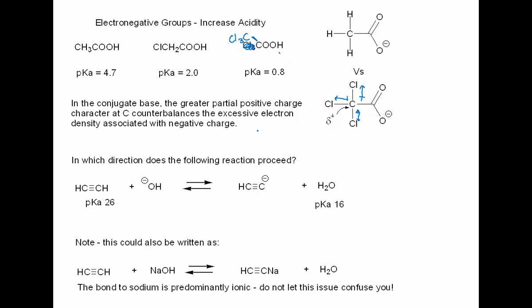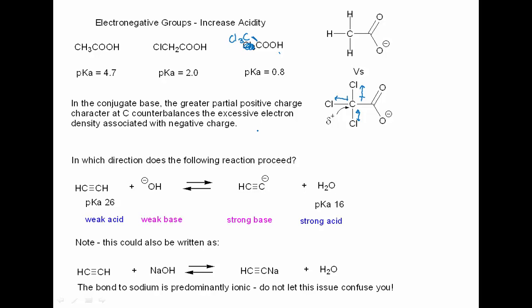Let's look at the last statement in that first part of this video, and that's that acid-base reactions are going to proceed in the direction of neutralization. Which direction does the following reaction proceed? Think about this. If it's going to proceed in the direction of neutralization, that means that we're going to want to form the weak acid and the weak base pair. So if we look at the pKa values here, the pKa of water is 16, the pKa of acetylene is 26, therefore acetylene is the weak acid.